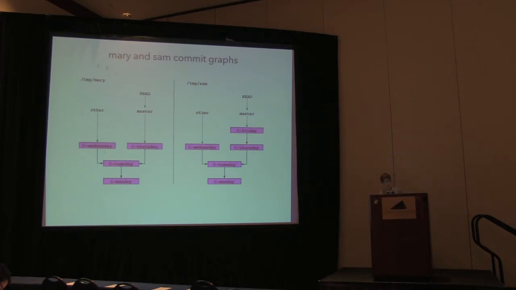On the left, everything is as we left it because there's no communication at all between these repos. They're just two separate folders on some computer somewhere. So on the left, head is pointed at master, and master is pointed at Thursday. On the right, head is pointed at master, but master is pointed at Friday. So it's Friday for Sam, Thursday for Mary.